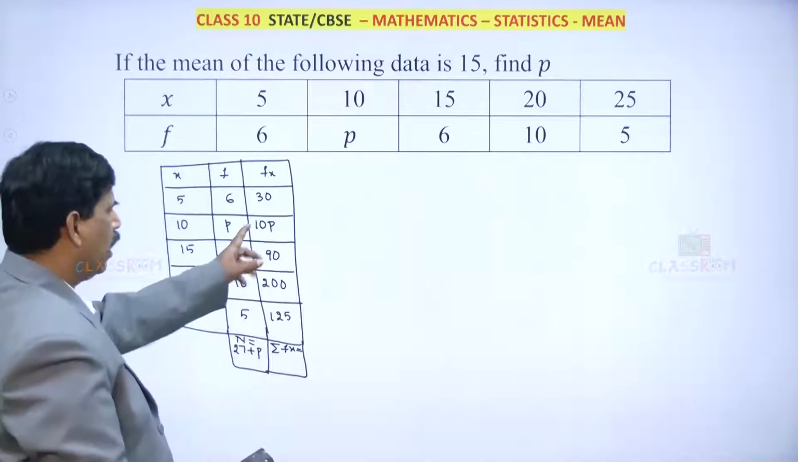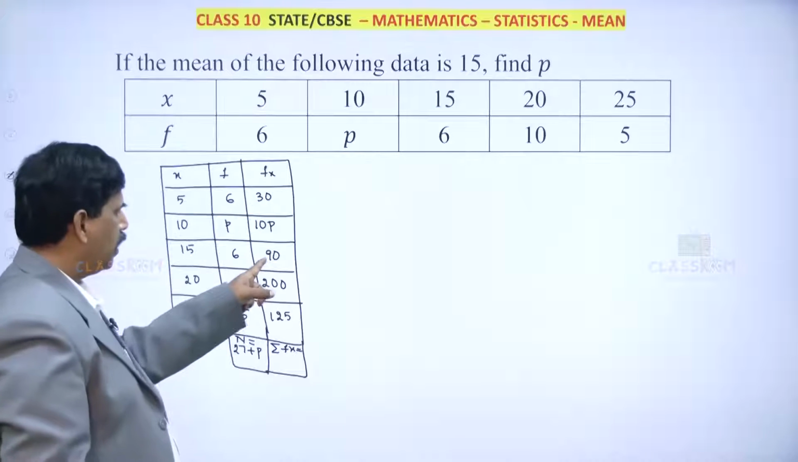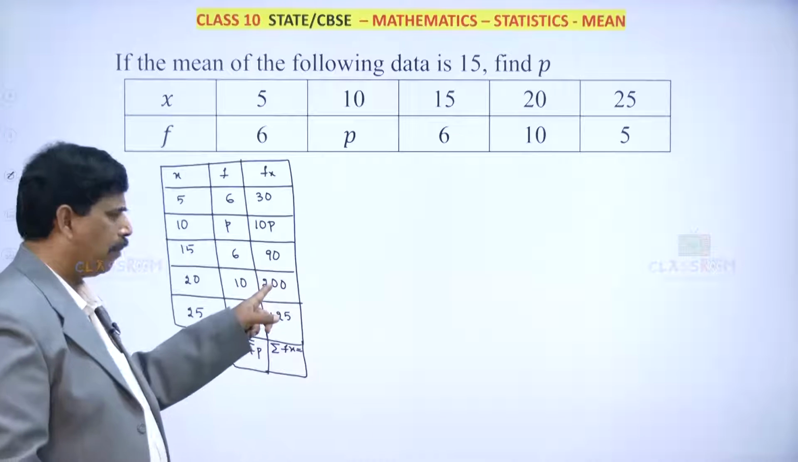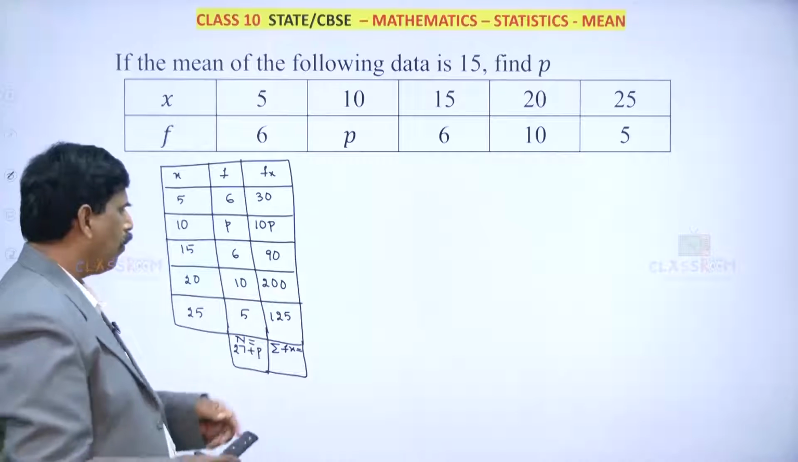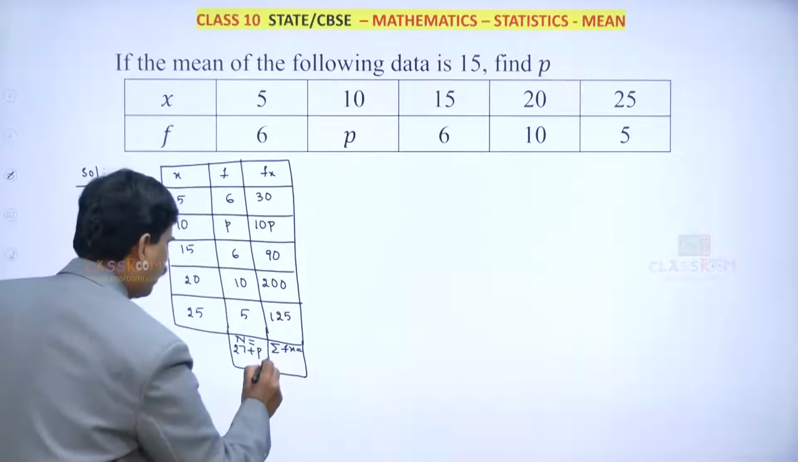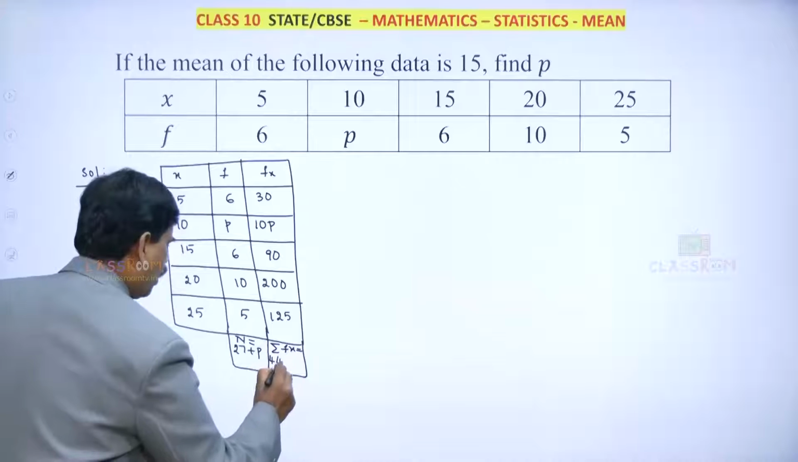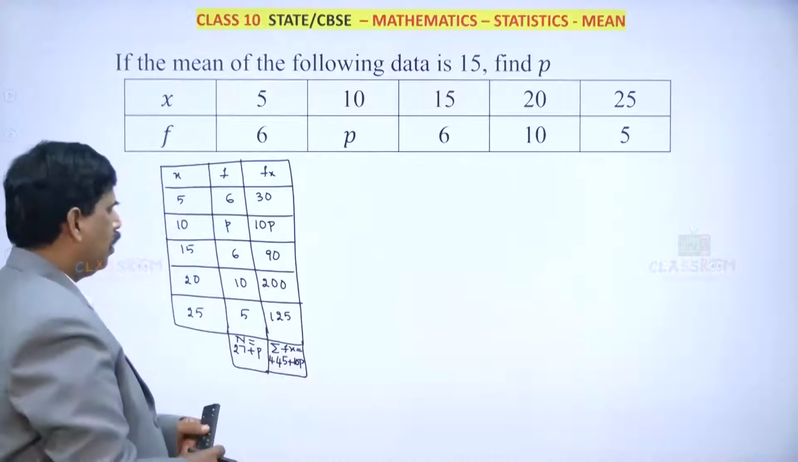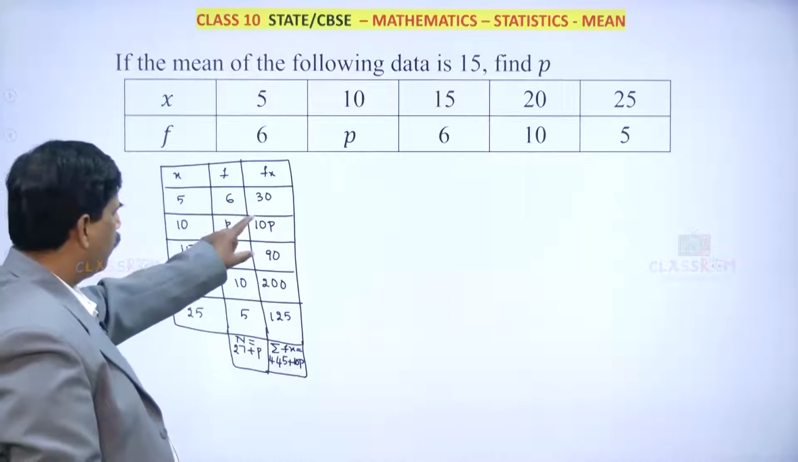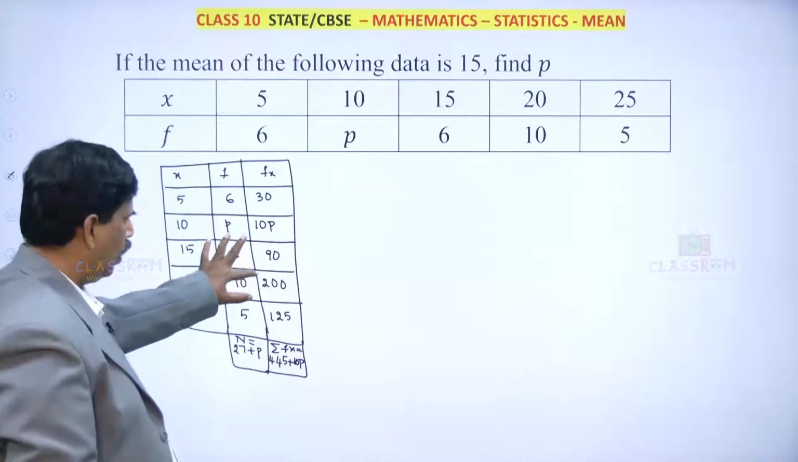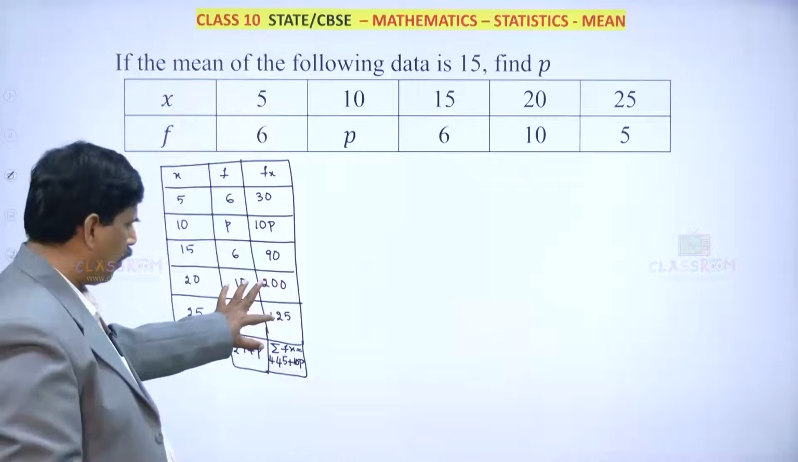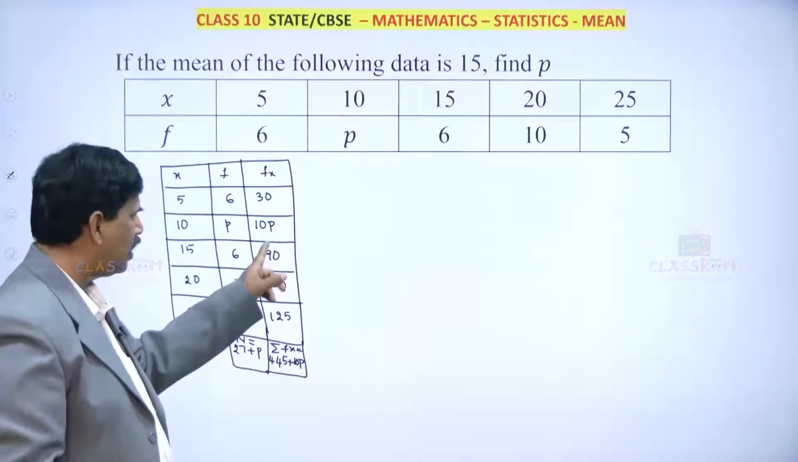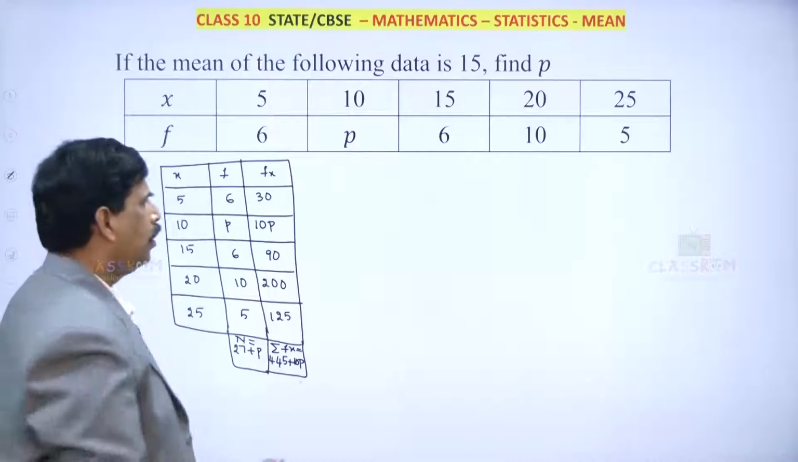Now let us see what is your sigma fx. You add now, leave that 10P first. 90 plus 30, 120. 120 plus 200, 320. 320 plus 25, 345 plus 100, 445 plus 10P. You can check it again. 30 plus 90, 120. 120 plus 200, 320. 320 plus 25, 345 plus 100, 445 plus 10P. Is it clear?